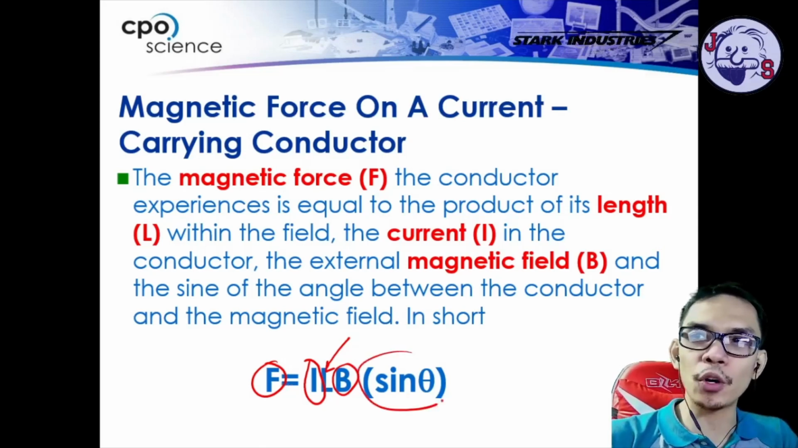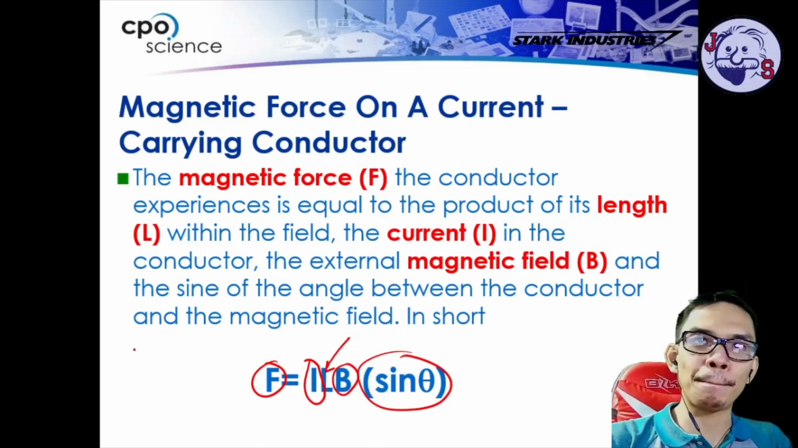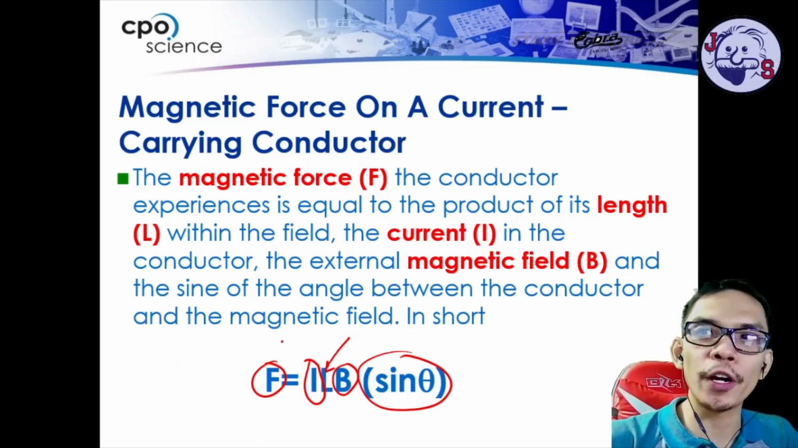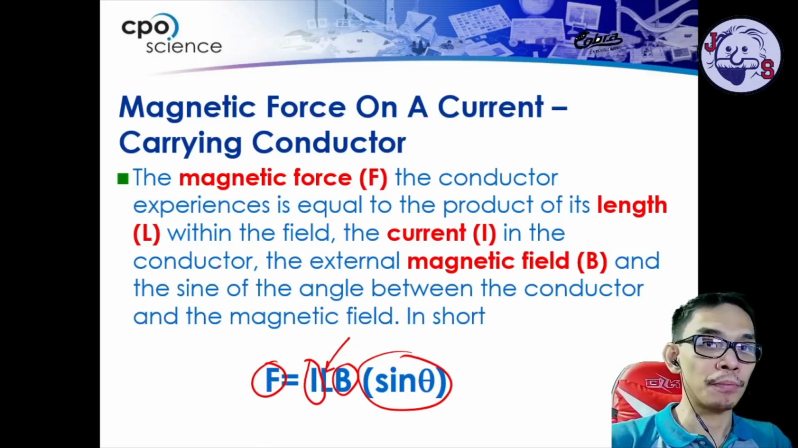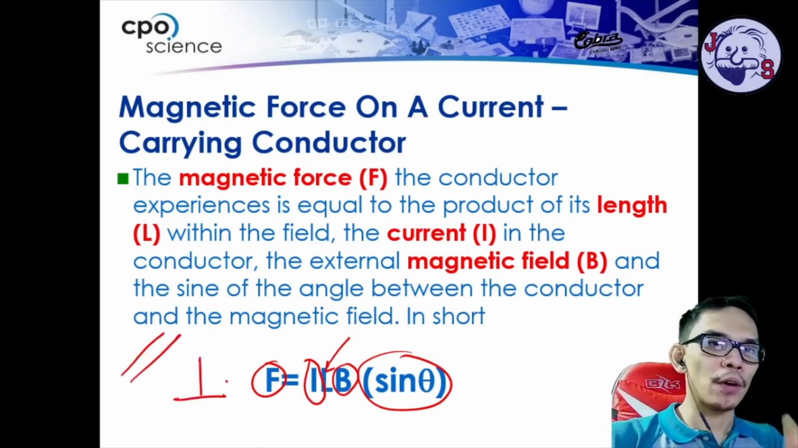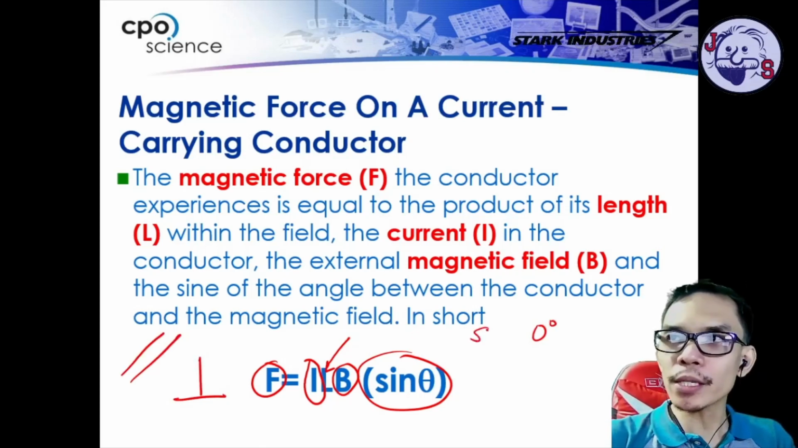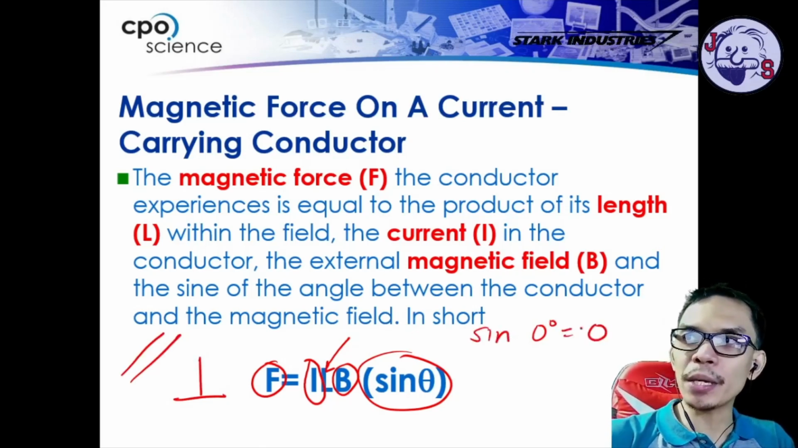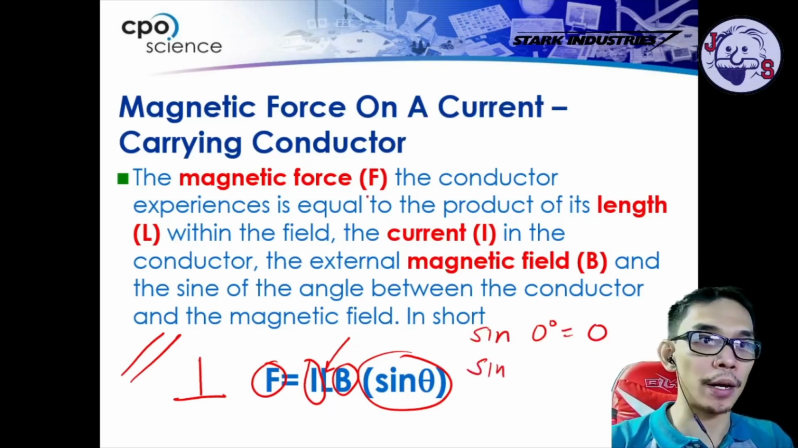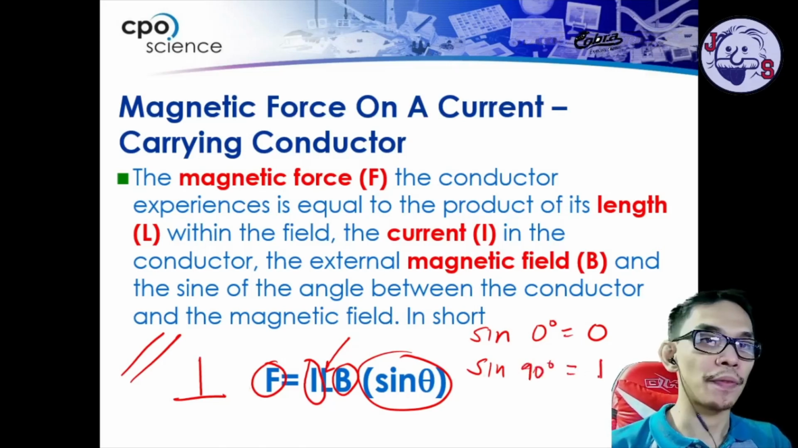Now, what about the sine over here? The sine talks about the perpendicularity, the position of your wire over the magnetic field. So, is it parallel or perpendicular? If it is parallel, that is 0 degrees, and the sine of 0 degrees is 0. And if you take the sine of a perpendicular position, which is 90 degrees, the answer is 1.